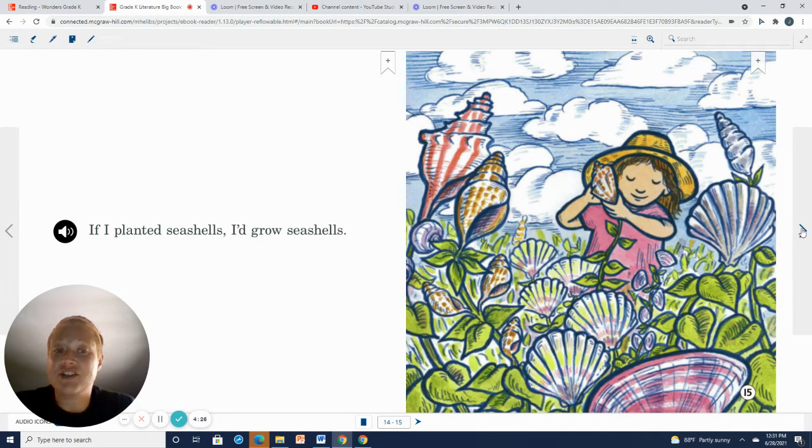If I planted seashells, I'd grow seashells. So here she is. Our character is the little girl. The setting is still in her garden, but right now we're in her imagination as well. And another event in the story is that she would want her garden to grow seashells instead of flowers.